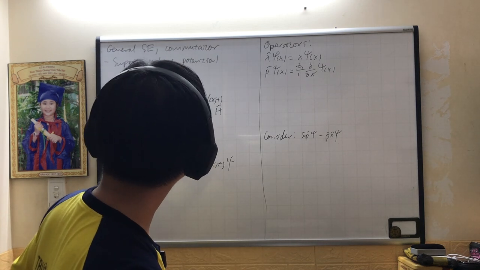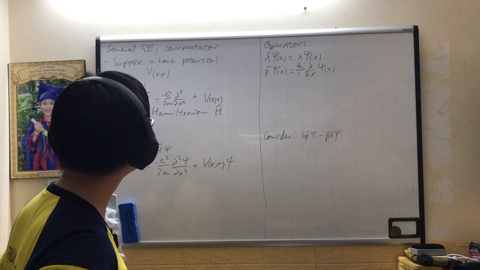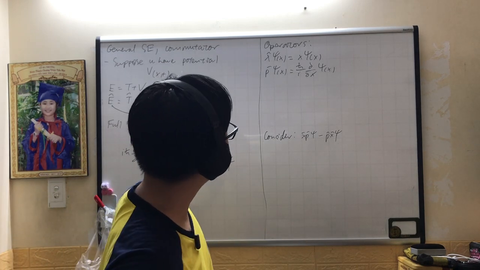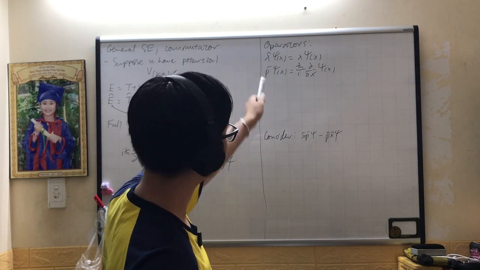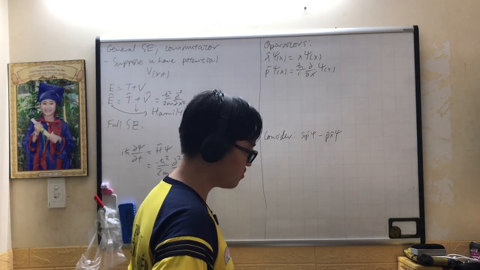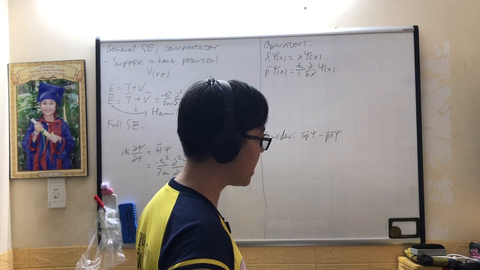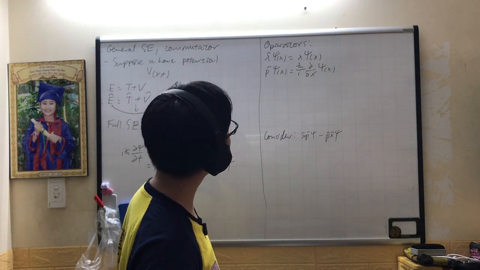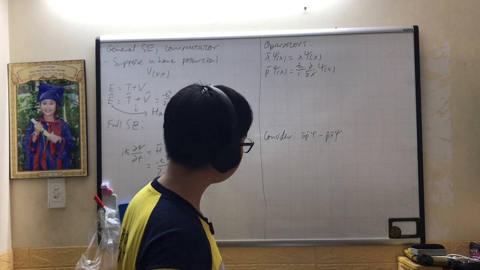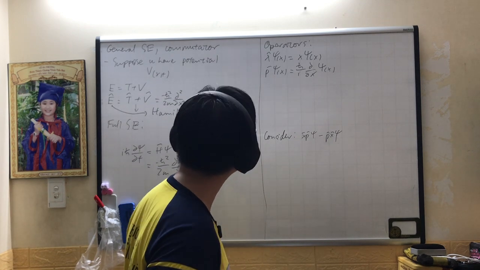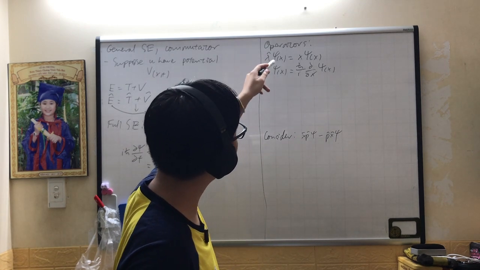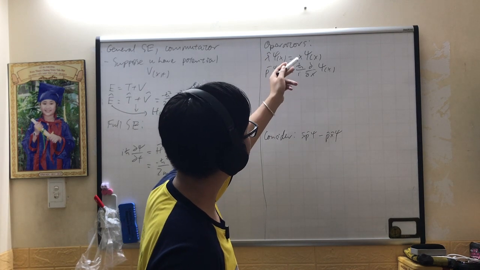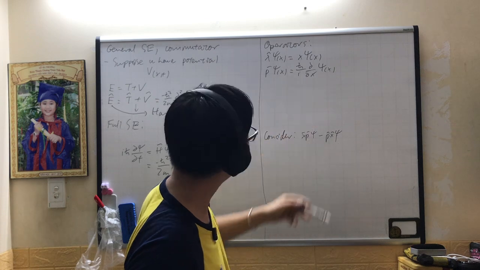Alright, so let's continue to operators and commutation. First, I would want to remind you of these. We mentioned p hat before in the last lesson, but we didn't mention x hat. With x hat, if it acts on a function of x, you would get back x times the function.